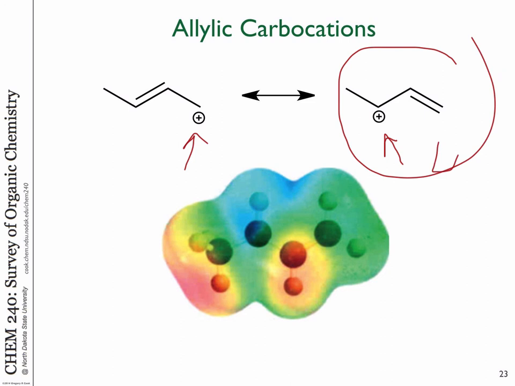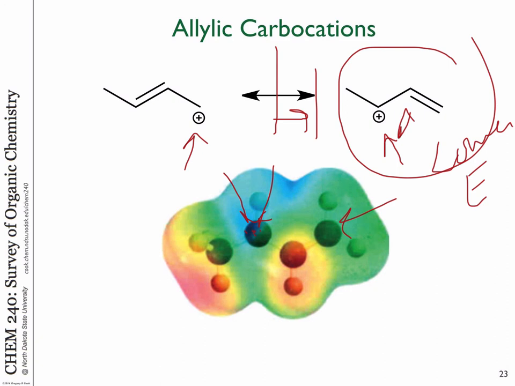So the hybrid is not exactly in between. The actual structure is not exactly the middle of the combination of these. It lies more on this side, more towards the more stable one. And you can see that because there's more blue on the one representing this structure, more blue, more positive on that carbon than that carbon. I don't know exactly what the difference is. But more positive here than there, because it's being stabilized more on that side. So resonance forms can have different stabilities, and the structure that actually represents is something in between.